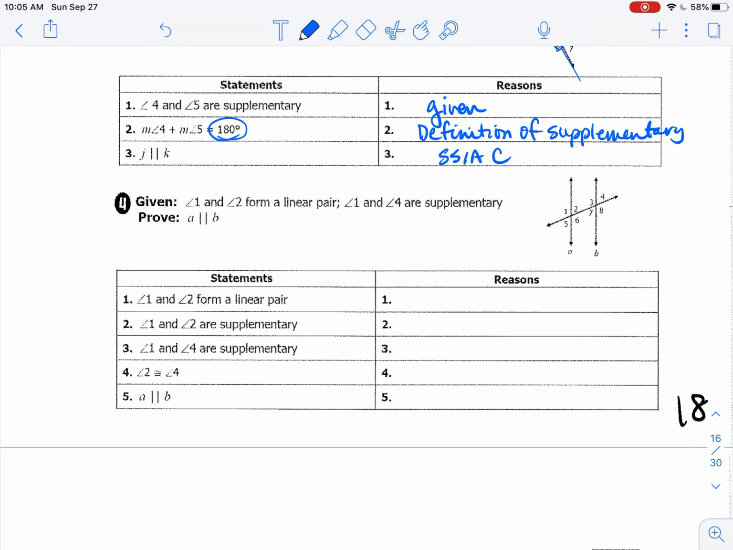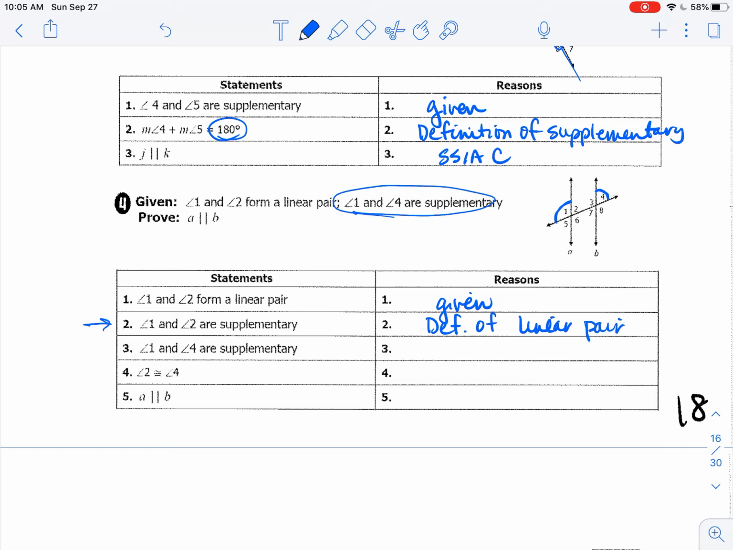And our last proof, angles 1 and 2 form a linear pair. That's given. Angles 1 and 4 are supplementary. So angle 1 and angle 4 are supplementary. And same side exterior angles are supplementary. And so let's see. Oh, but our second statement was 1 and 2 are supplementary. That's just the definition of a linear pair.